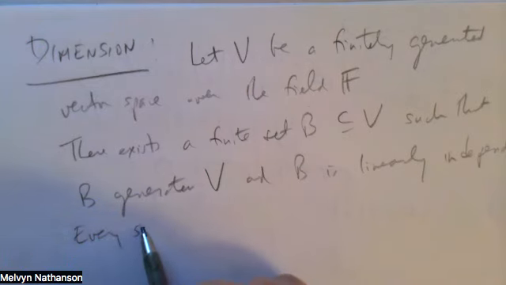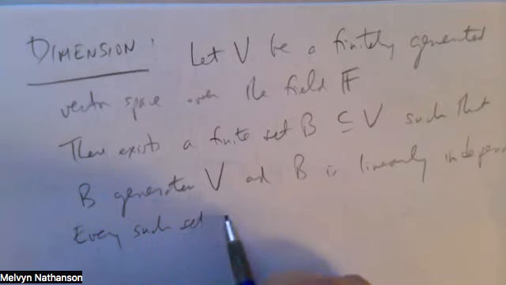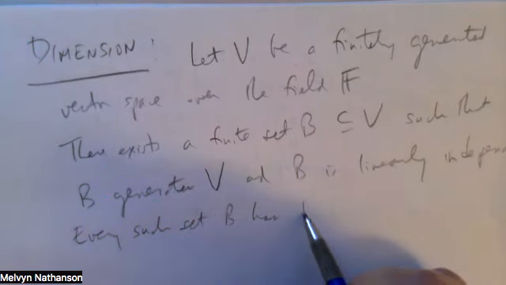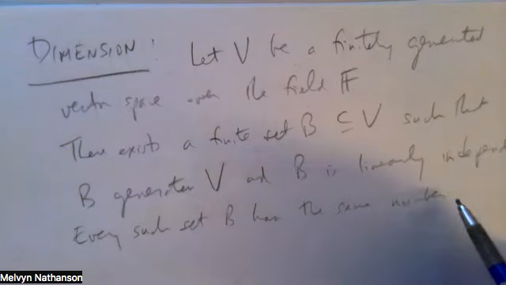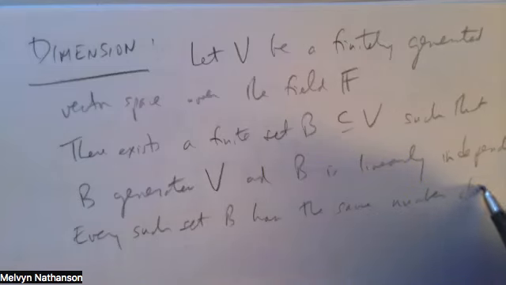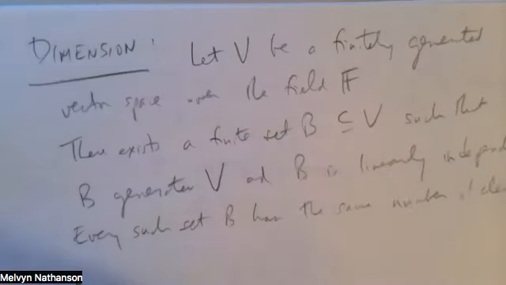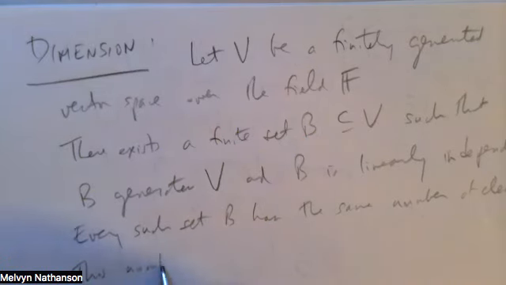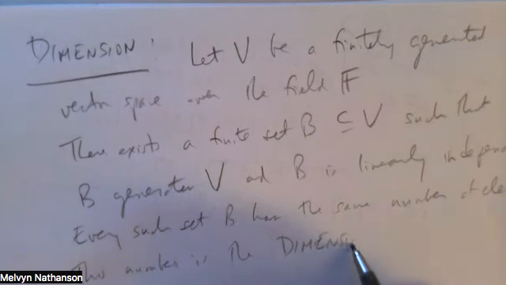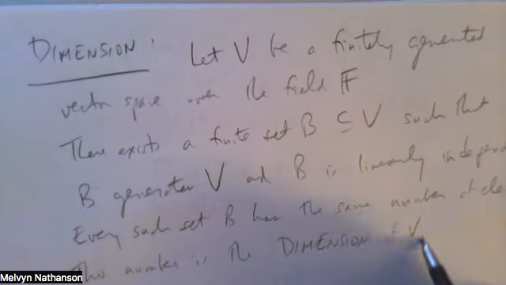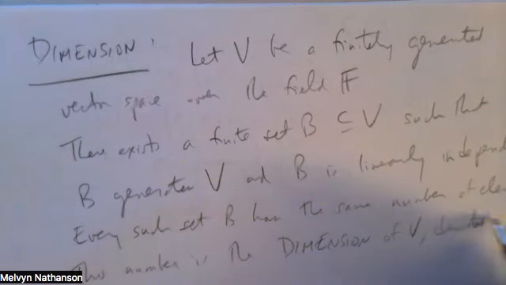Every such set B has the same number of elements, and this number is called the dimension of V, denoted dim of V.